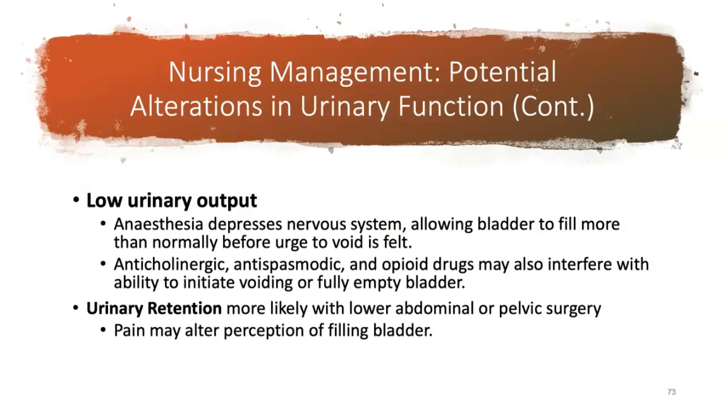Anesthesia depresses the nervous system, allowing the bladder to fill more than normal before the urge to void is felt. So the bladder can extend more, and that could be the reason for a low urine output. Also, remember the preoperative drugs that were given? Anticholinergics or opioid drugs may interfere with the ability to initiate voiding or fully emptying the bladder. Acute urinary retention can occur in the postoperative period due to swelling, anesthesia, medications, and location of the surgery. And pain may alter perception of the filling bladder as well.